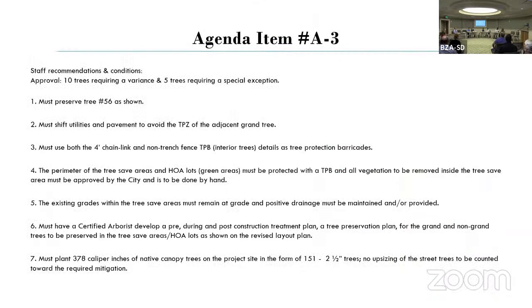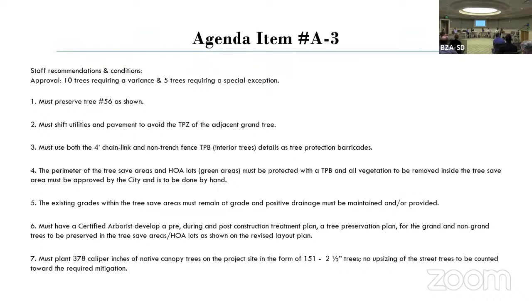And so the new updated staff recommendation is: must preserve tree number 56 as shown, and I can go back to look at that. Must continue to work with staff to shift utilities and pavement to avoid the tree protection zone of the adjacent grand tree. Must use both a 4-foot chain link fence and the non-trench silt fence tree protection barricade. That's for the interior trees. This is something we're using on sites to prevent the way they stockpile soil during construction. You get a big rain, it washes dirt into the protection zone. So the non-trench silt fence prevents that silt from getting into the tree save area.